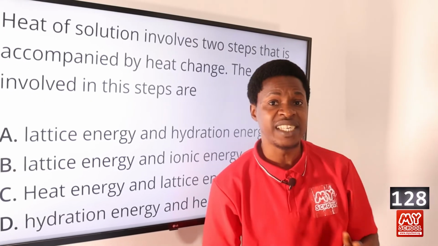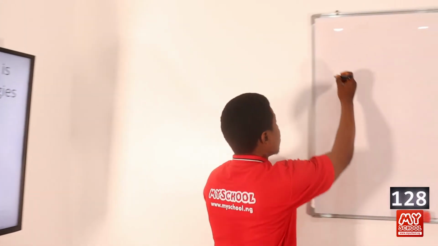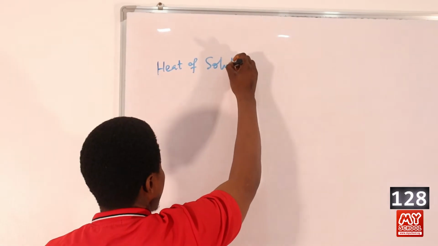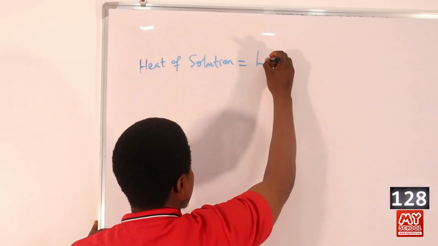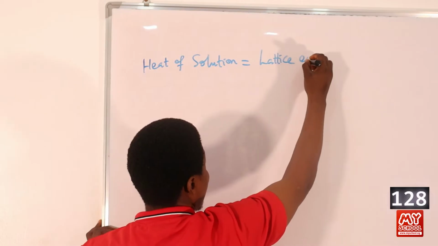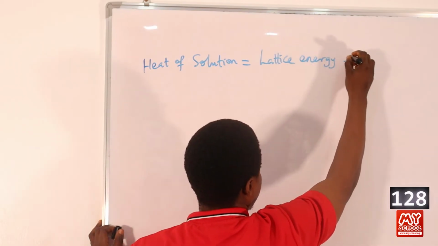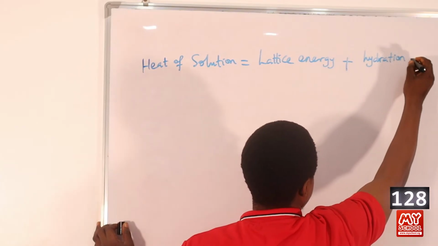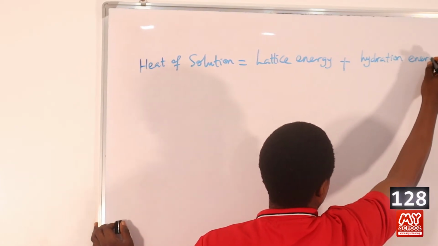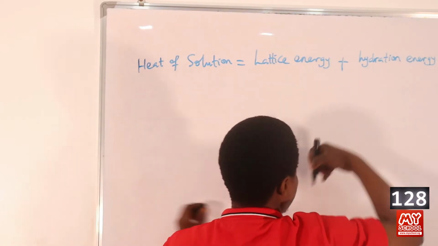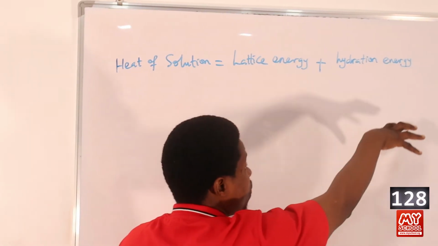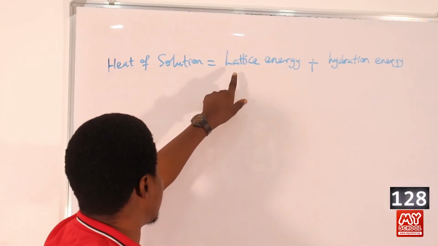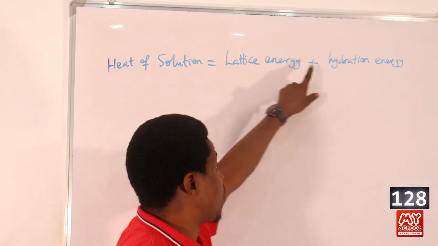So what we are saying in essence is, let's look at the board. For us to have heat of solution, two things are required: the lattice energy and the hydration energy. Hydration energy is the energy involved when the ion in the lattice is released so that it can get dissolved in water. So in other words, heat of solution is derived from lattice energy plus hydration energy.